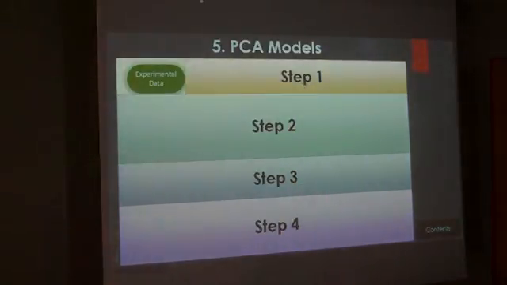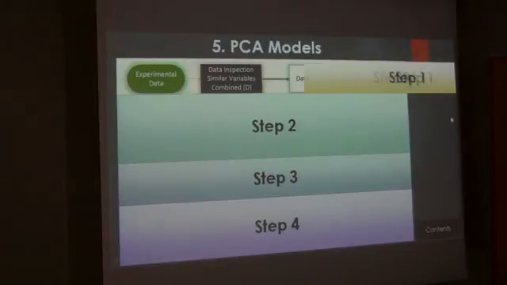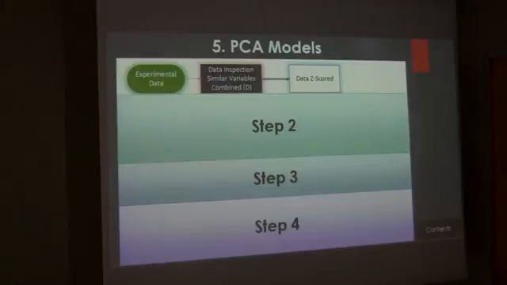Now just a quick review of the models we used in this particular work. In the first step, we acquire the experimental data. We inspect the variables, and if any variables appear similar, their trends are similar, we combine them and take the average. So it reduces the data in the first step.